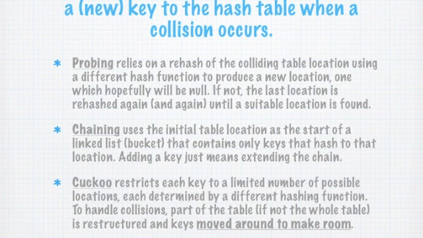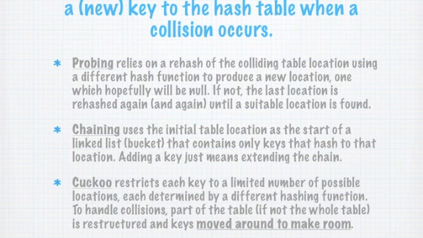Chaining starts with the initial location linked to what's called a bucket. All keys that hash to the same index are put into this bucket. The bucket is effectively just a linked list.